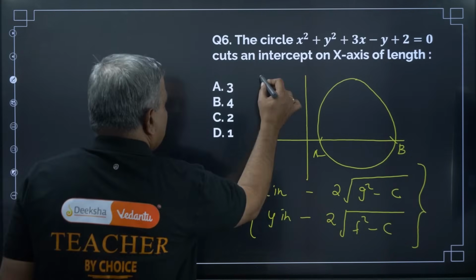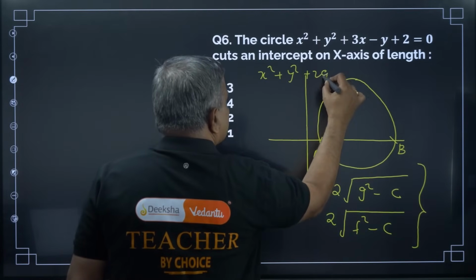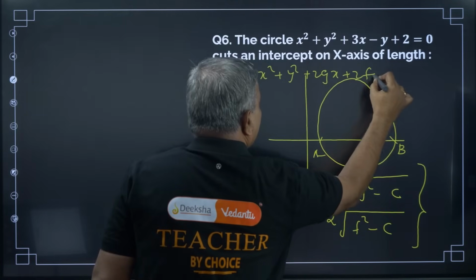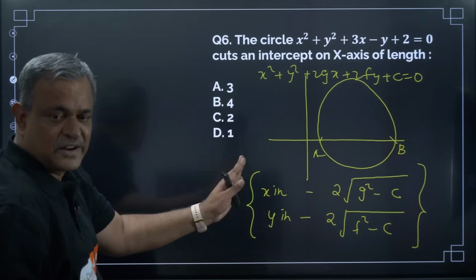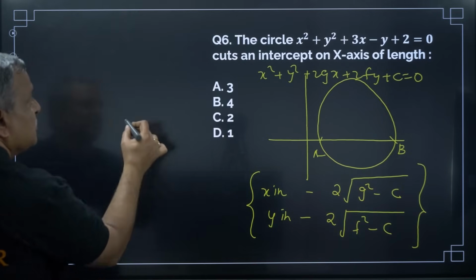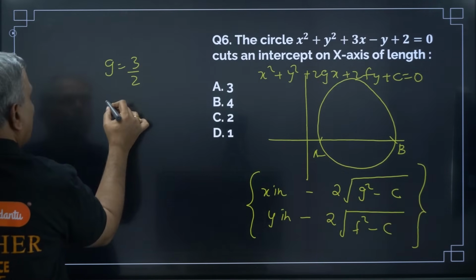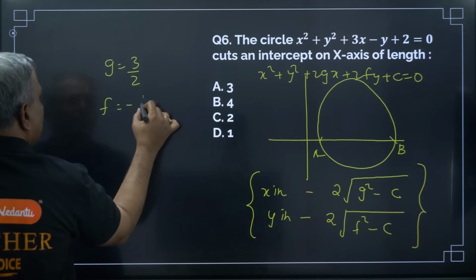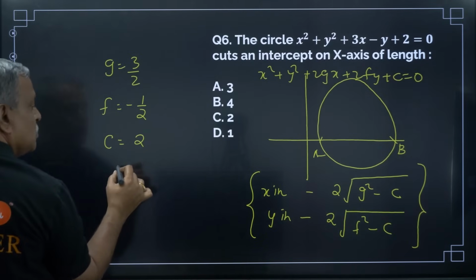So what is the general equation of a circle? x square plus y square plus 2gx plus 2fy plus c equal to 0. This also comes under the concept. On the right hand side always write the concept. So what is the g value here? The g value is equal to 3 by 2. What is the f value? Minus 1 by 2. And what is the c value?